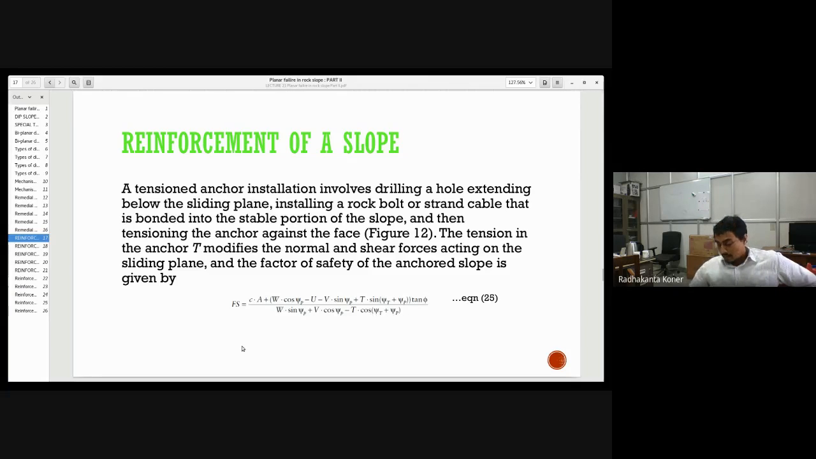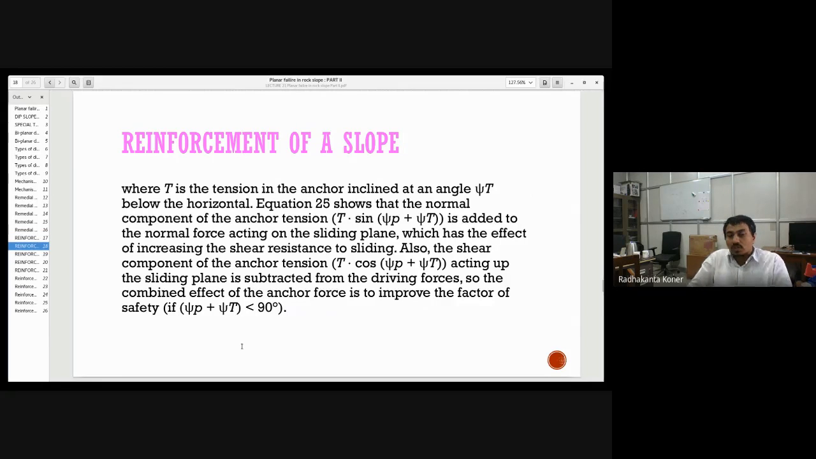Now if it is so, then there is a limitation that psi p and psi t are less than 90 degrees, because we can install in this direction or in this direction, whichever may be the advantage, that we will follow from time to time.